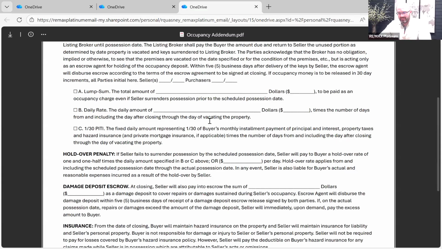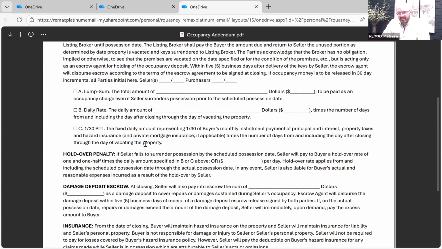I remember one last summer that we had a daily rate, and my clients objected to it and wanted to do 1/30th PITI. But then when I looked at what it was, it was literally basically apples to apples. The buyer's agent did a very good job estimating what the daily rate would be for their client's 1/30th PITI, but just figured it was cleaner to be upfront and clear as to what the amount would be, rather than this third option here, 1/30th PITI.